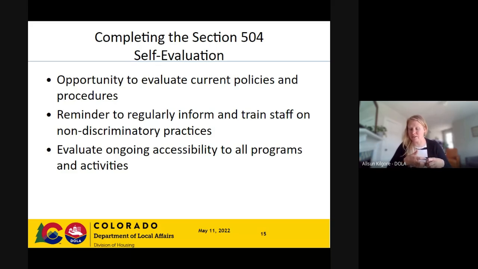and it's a good way to regularly inform and train staff on those non-discriminatory practices. So like we talked about earlier, it's often that we see front of house, or leasing office staff trained in fair housing, 504, reasonable accommodations, but we don't always see the handy person and the painter and the porter all be trained on those as well.